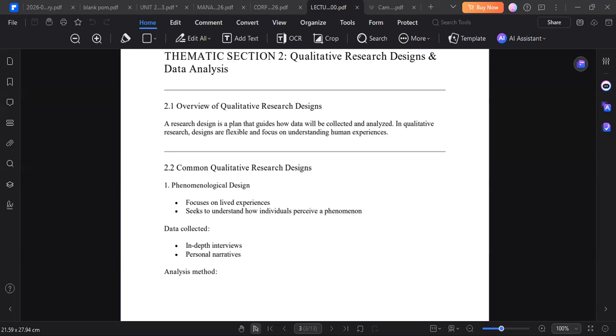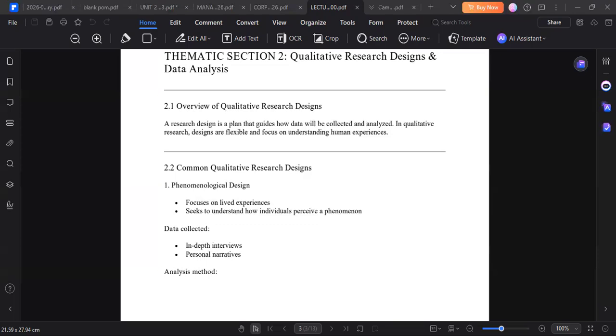So there's what we call the phenomenological research design. So this research design focuses on lived experiences. It actually seeks to understand how individuals perceive a phenomenon. So phenomenological, okay, dwells on people's lived experiences regarding a particular phenomenon, an event, a situation, or a condition. The goal here mainly is to understand how people experience something and interpret and give meaning to it.